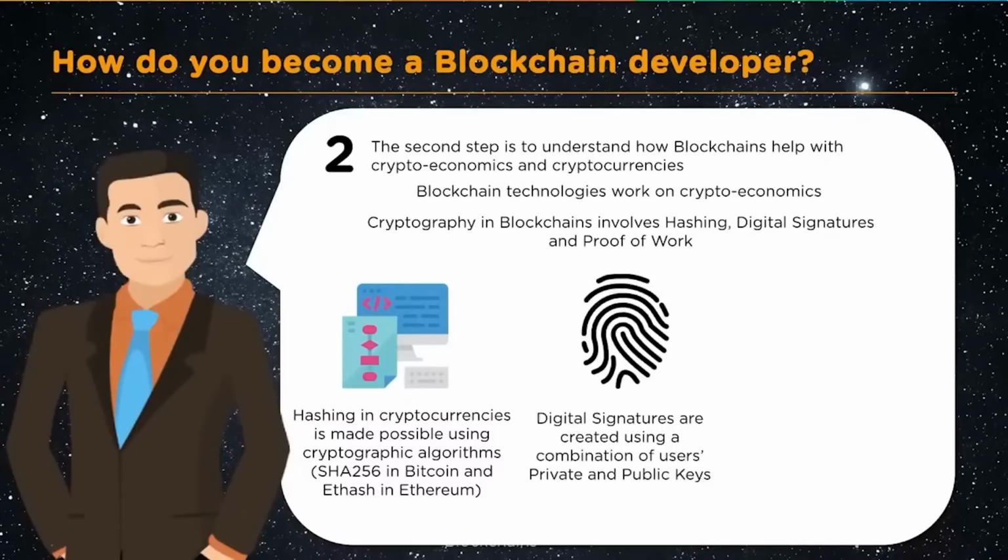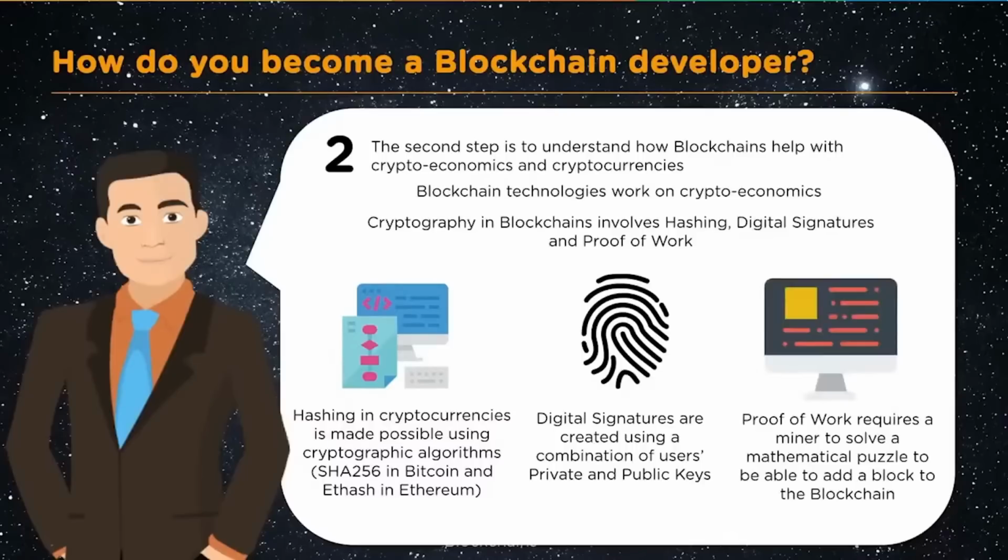Digital signatures help validate a particular user within the network. This is made possible with the combination of the user's public and private keys. Proof of work involves miners around the world trying to solve a complex mathematical puzzle to be able to add a block to the blockchain.